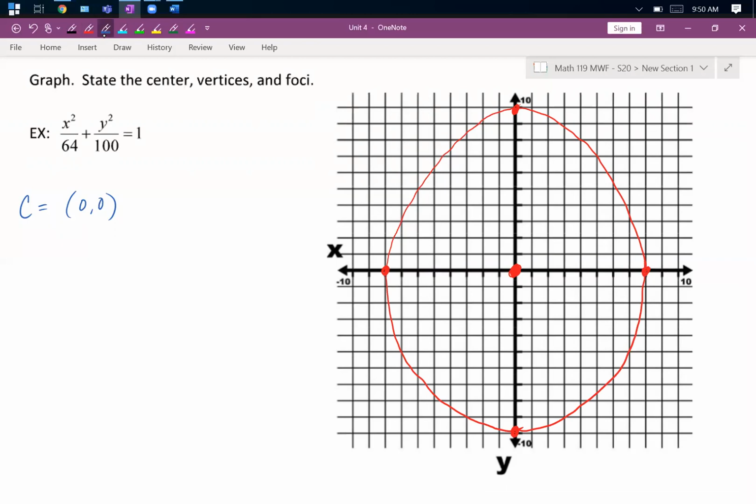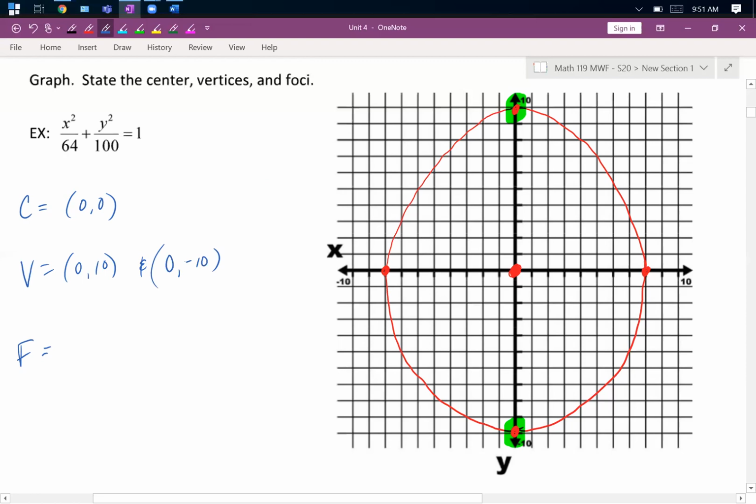Last thing we need to do is state the vertices and the foci. The vertices are the points on the graph that our major axis intersects with the graph. Well, the big number was under the y, so the 2 points that I went up and down on the y, those are going to be my vertices. So (0, 10) and (0, -10). And then we need to find the foci. This is the most work.